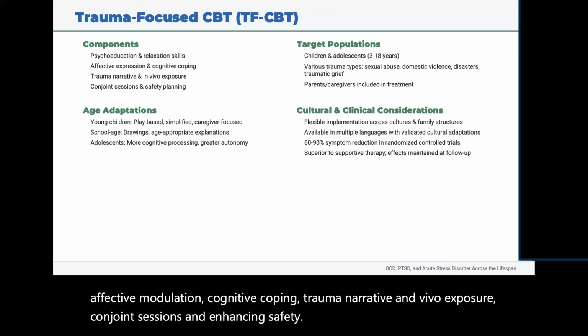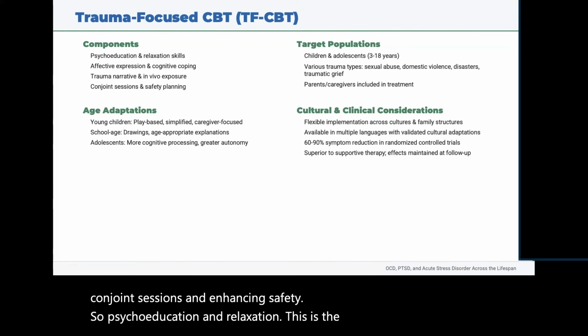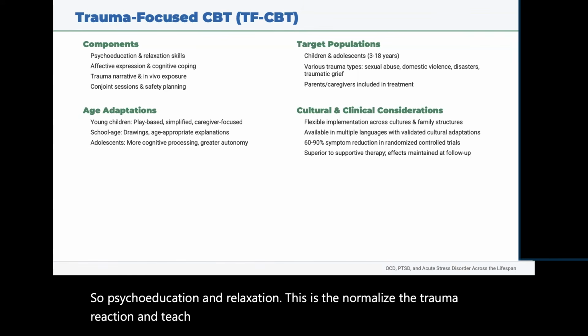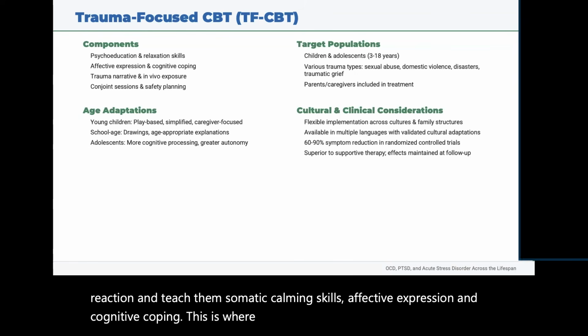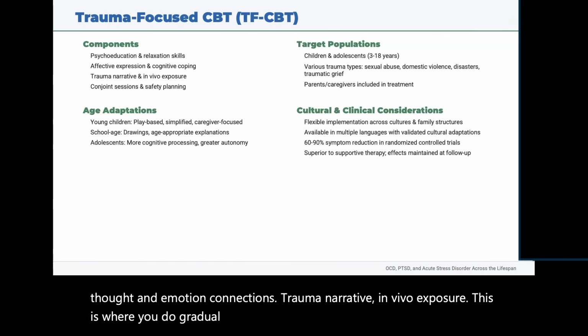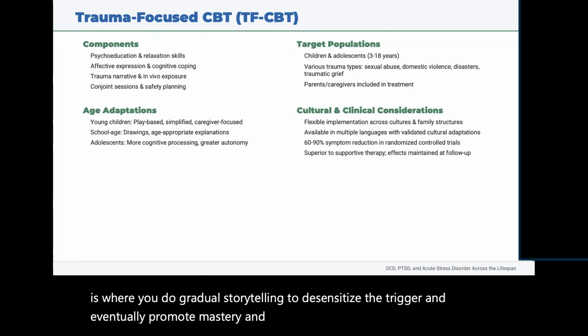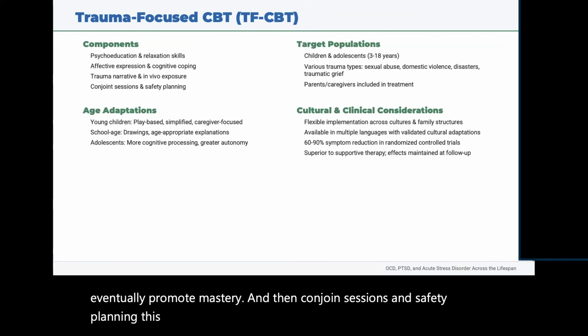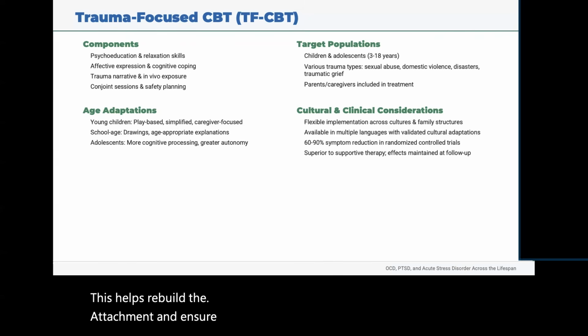Psychoeducation and relaxation: this is to normalize the trauma reaction and teach them somatic calming skills. Affective expression and cognitive coping: this is where you identify and label feelings and build thought and emotion connections. Trauma narrative and in vivo exposure: this is where you do gradual storytelling to desensitize the trigger and eventually promote mastery. And then conjoint sessions and safety planning: this helps rebuild the attachment and ensure future security. The exposure here is nested in the relationship and play.